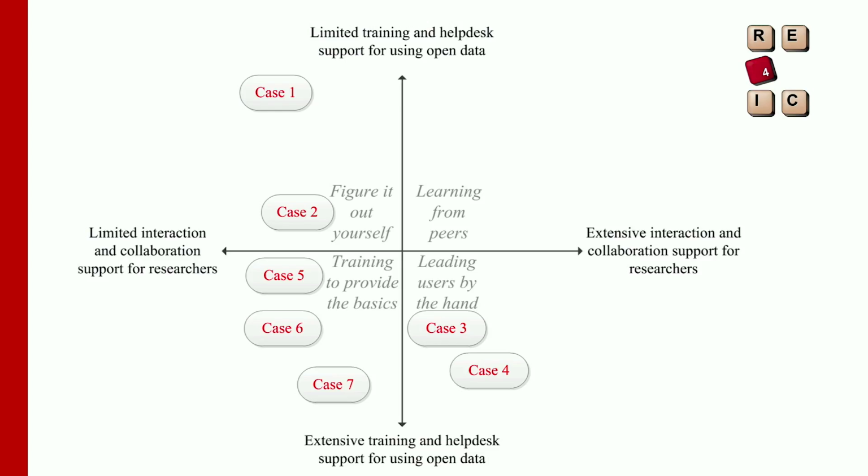We found that the 7 cases differ on 2 main variables, namely interaction and collaboration, and training and help desk. By combining these 2 variables, we identified 4 support modes: figure it out yourself, leading users by the hand, learning from peers, and training to provide the basics.